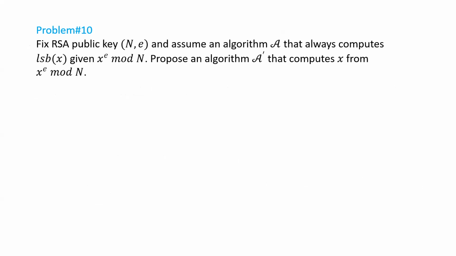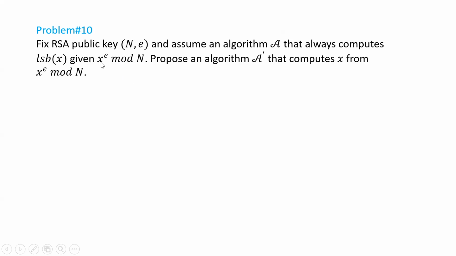Next question. Fix RSA public key n comma e and assume an algorithm A that always computes the LSB of x given x to the power e mod n. Propose an algorithm A dash that computes x from x to the power e mod n. Okay. So this is interesting. You are given the value of x to the power e mod n, and you are provided with some algorithm A which is able to derive the least significant bit of x.